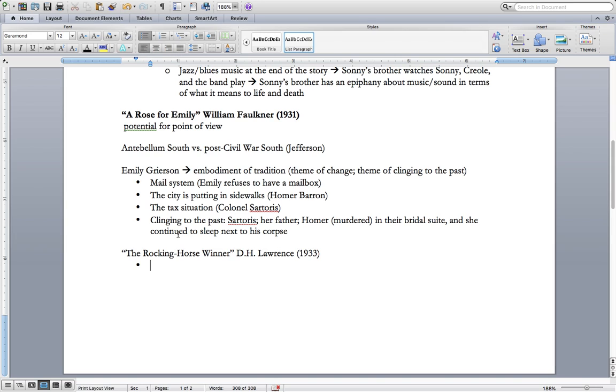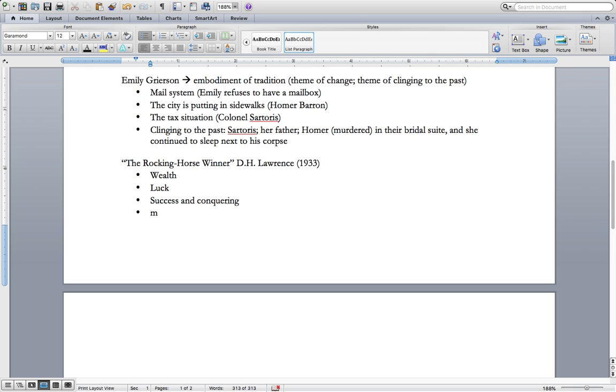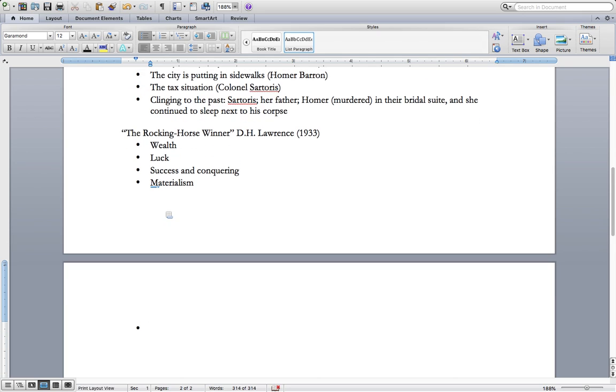But there are some obvious themes that pop out of this, but then there are a lot of areas you can go with in terms of how you talk about them. So we have the theme of wealth, we have the theme of luck, you have the theme of success, or conquering. You've got the theme of materialism. You have the themes of love and money and their relationship.